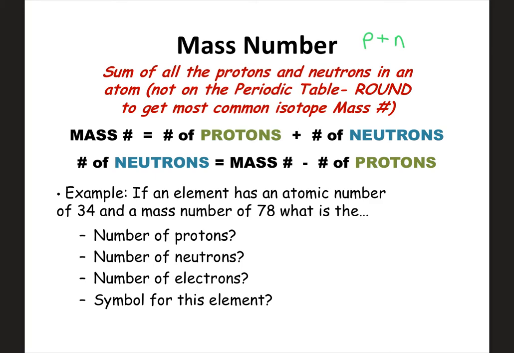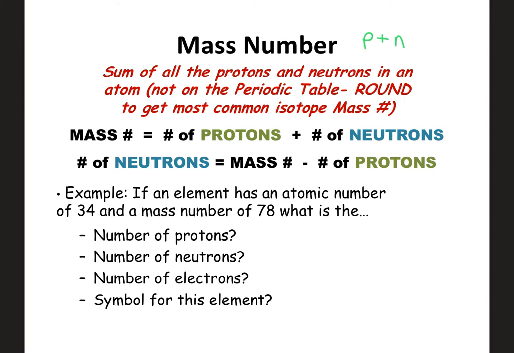So think about this. If mass number is protons plus neutrons, if you want to find the number of neutrons here, just take the mass number and subtract away the protons, and you'd be left with the neutrons. So if you're ever trying to figure out the number of neutrons and you are not subtracting, you did not do it right. All right, you must subtract to get the number of neutrons.